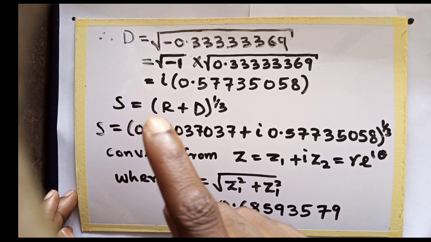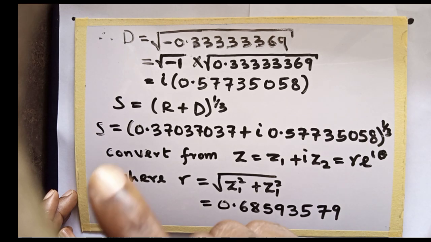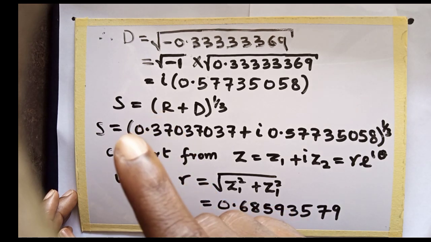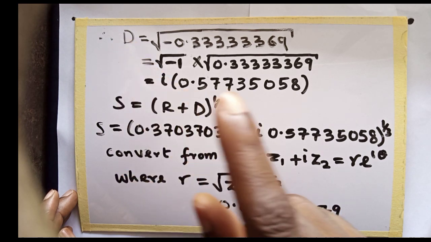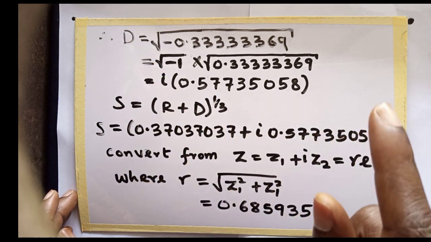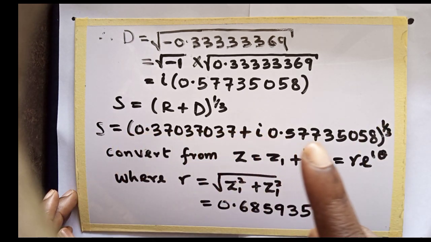Our s is equal to r plus the square root of d, raised to power 1 over 3. And recall that our r is equal to this expression. Our d is this new expression here, which is inserted here, raised to 1 over 3. And if you notice, our s is a complex number.